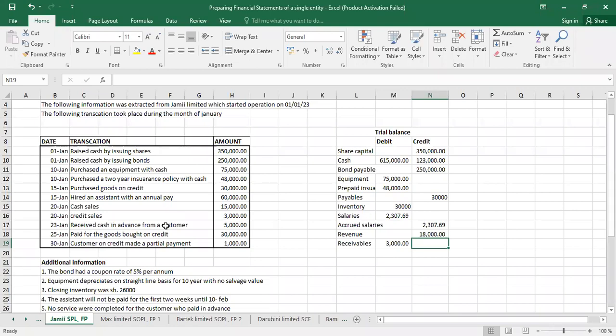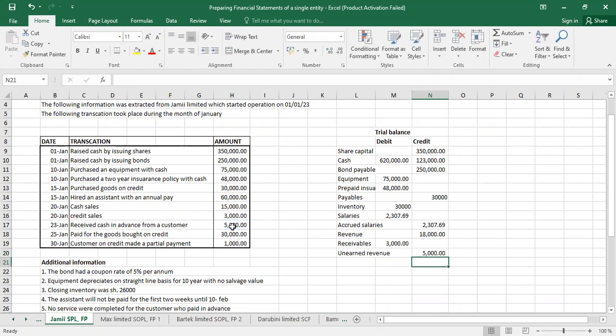Received cash in advance from a customer. We have the cash account, isn't it? So the cash increases because he has received cash from a customer, isn't it? The 5,000 there. Then what account will be affected? We introduce another account called unearned revenue. Unearned revenue, isn't it? So the revenue we have been paid, but we have not performed any service. So unearned revenue of 5,000, isn't it?